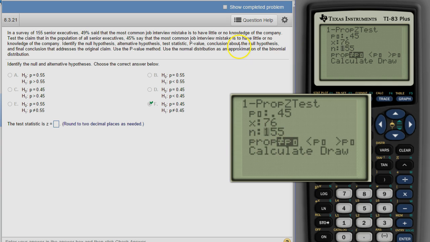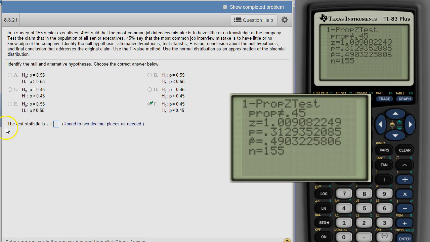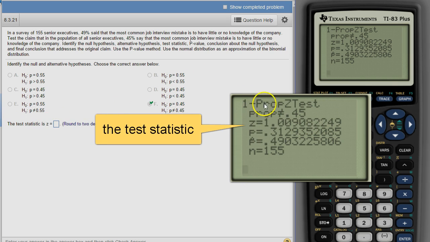And then nowhere in here does it say that it's greater than or less than, so that's a not equal to. Then we come down here and do calculate. Your test statistic is the very first thing it always gives you, right there. It's two places, so that'll be 1.01.